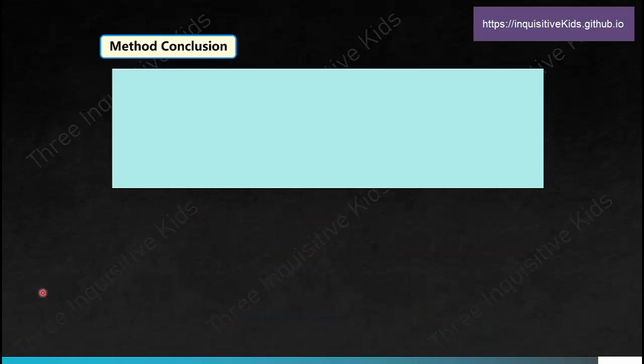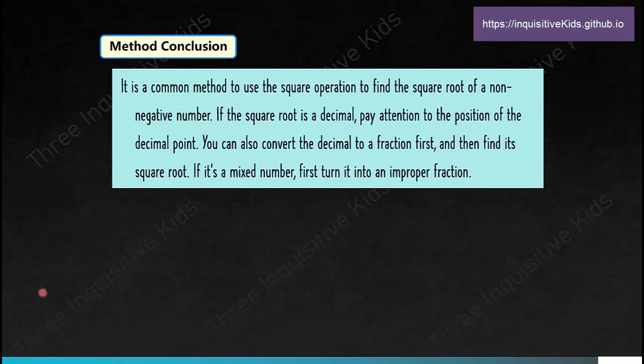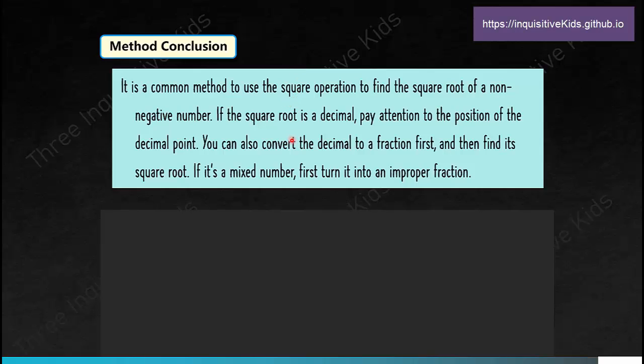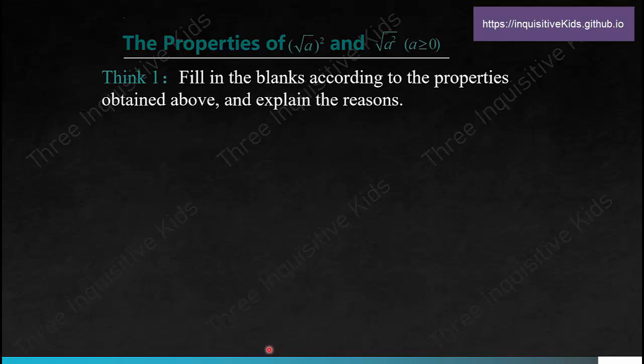The method conclusion. It is a common method to use the square operation to find the square root of a non-negative number. If the square root is a decimal, pay attention to the position of the decimal point. That's something I'm repeating over and over again throughout this lesson. You can also convert the decimal into a fraction first, and then find its square root. If it's a mixed number, first turn it into an improper fraction for easier calculation, where a is greater than or equal to 0.